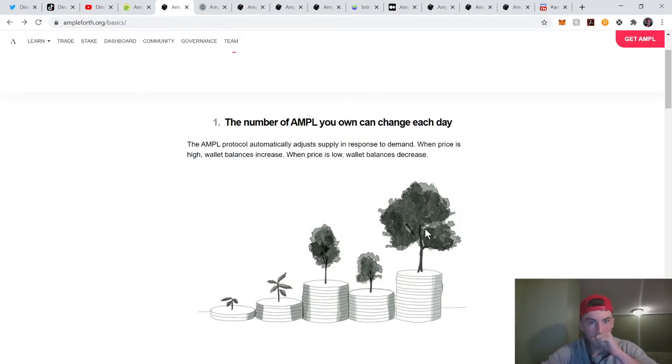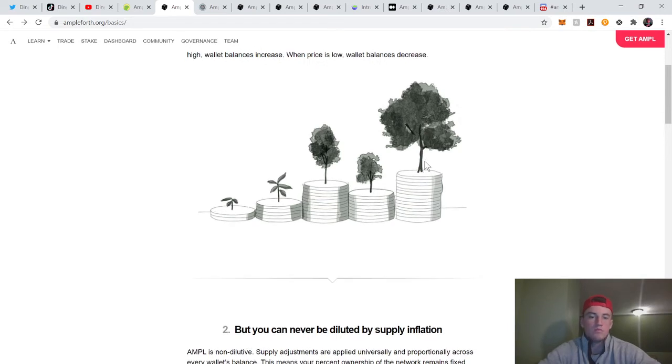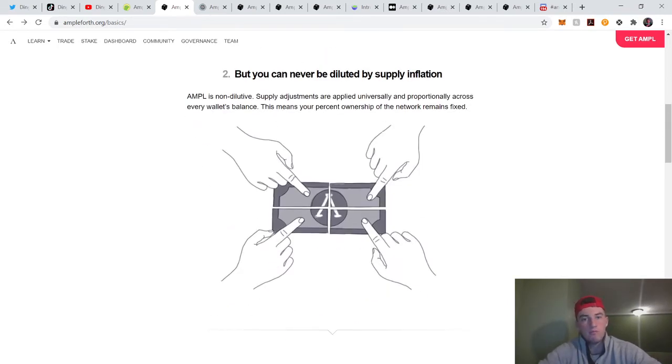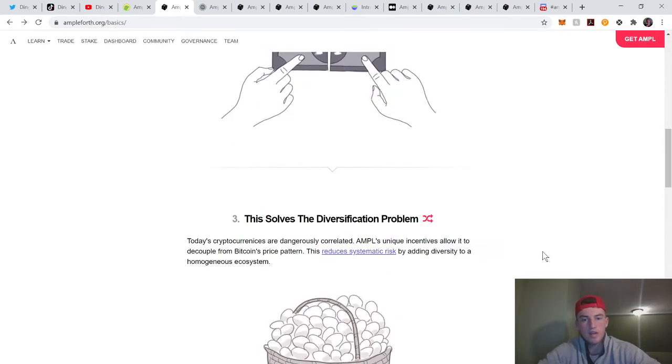So the number of Ample you own can change every day. Basically, you buy 100 Ample, and the market cap is at $1 million, and then the market cap goes to 2 million, and now you have 200 Ample, right? And you still own the same share of the market cap, right? And it changes automatically in your wallet, no gas fees, no anything, and you can never be diluted by supply inflation, right?